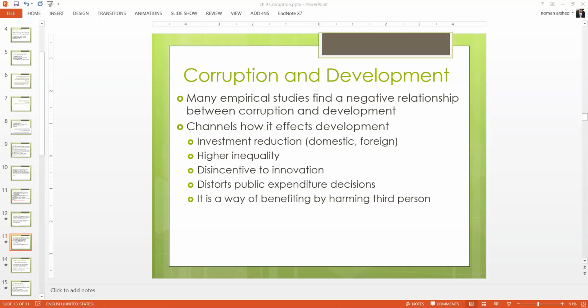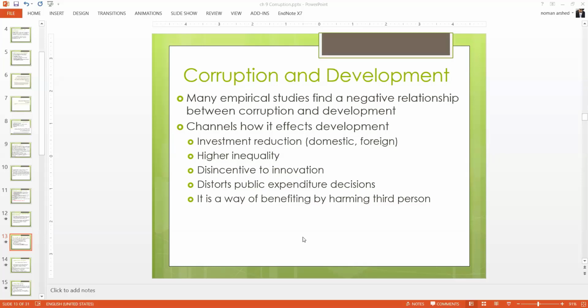Then it will distort the public expenditure decisions. If there is corruption, then most of the public expenditure is wasted. So the public expenditure decisions are ineffective. If the government is planning to do some investment, and there is very high corruption, most of the investment evaporates in corruption, and a very small portion of the cash is transferred into the project. It means the quality of the project falls.